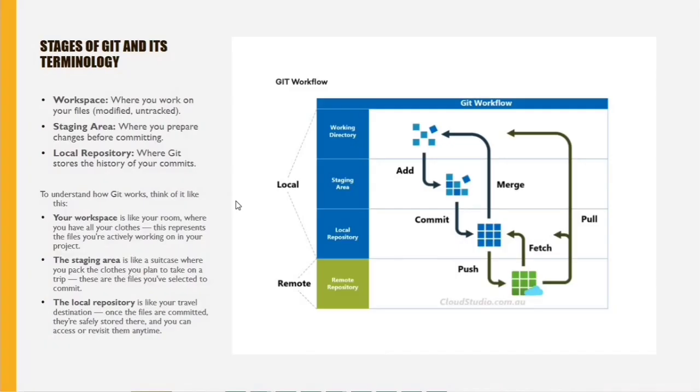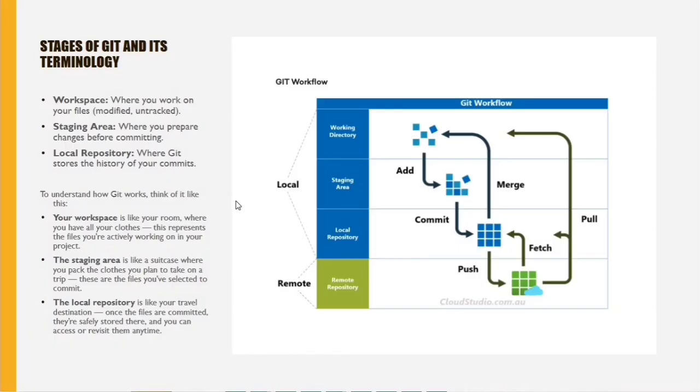Let's understand this with the help of a very simple example. Your workspace is like your room where you have all your clothes. This represents the files you are actively working on in your project. The staging area is like a suitcase where you pack the clothes you plan to take on a trip. These are the files you have selected to commit. The local repository is like your travel destination. Once the files are committed, they are safely stored there and you can access or revisit them anytime.